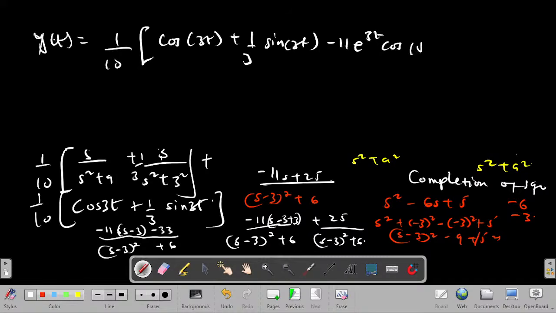Root 6 minus 8 over root 6 e to the power 3t sine root 6t.